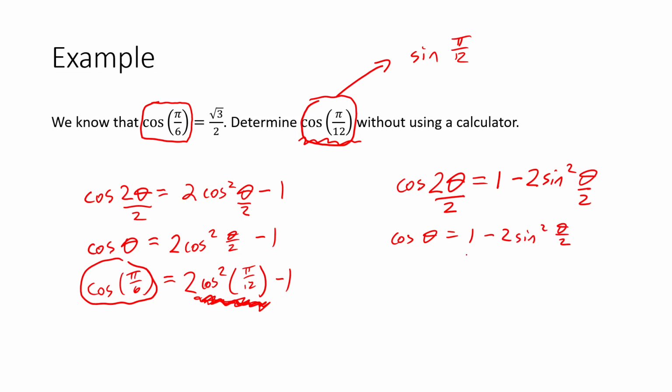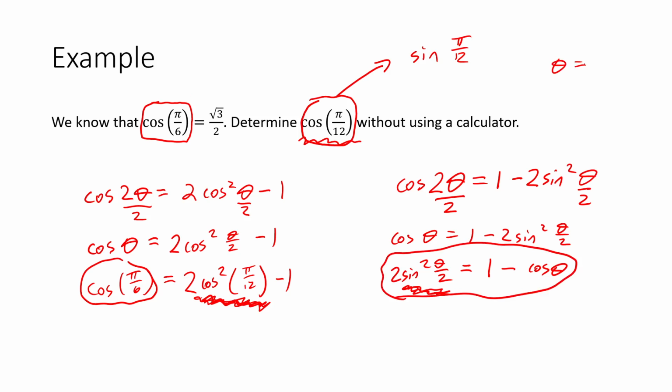Now we justified why you can do that in a previous lesson. Then what we can do is add 2 sine squared theta over 2 to both sides. We get 1 minus cos of theta. And now, after a little bit more algebra, we have an opportunity to isolate the sine of theta over 2. And that's helpful because, just like we did in the first scenario, we can simply let theta equal pi over 6, which again would mean theta over 2 is equal to pi over 12.